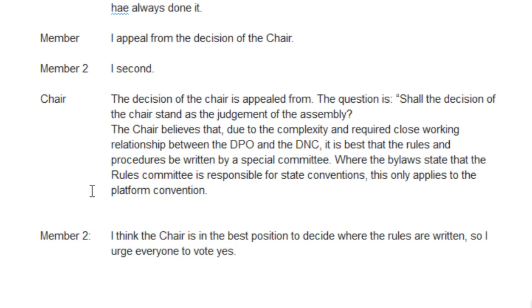The decision of the chair, just as an aside, guys, this is how it should go. The decision of the chair is appealed from. The question is, shall the decision of the chair stand as the judgment of the assembly? The chair believes that due to the complexity and required close working relationship between the DPO and the DNC, it is best that the rules and procedures be written by a special committee. Where the bylaws state that the Rules Committee is responsible for state conventions, this only applies to the platform convention. I think the chair is in the best position to decide where the rules are written, so I urge everyone to vote yes.